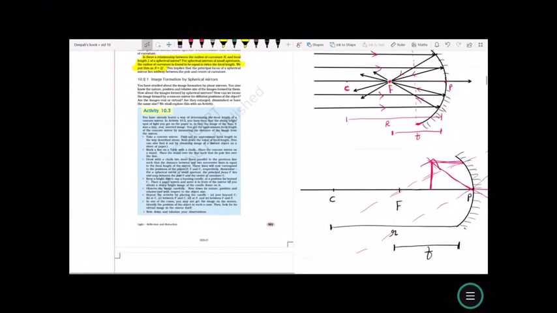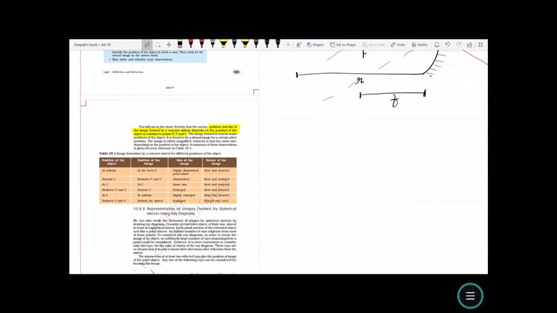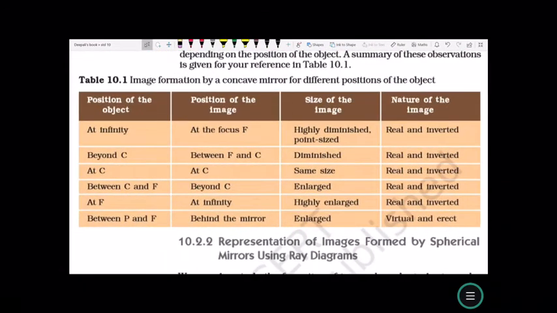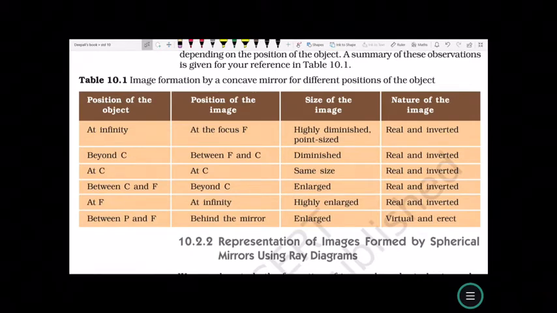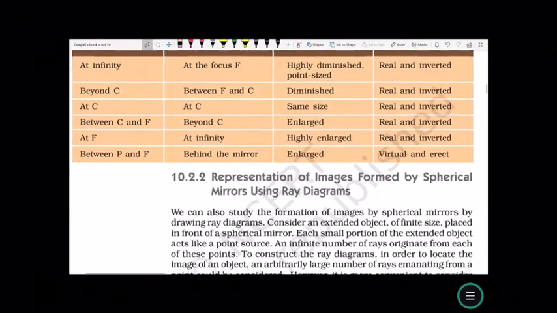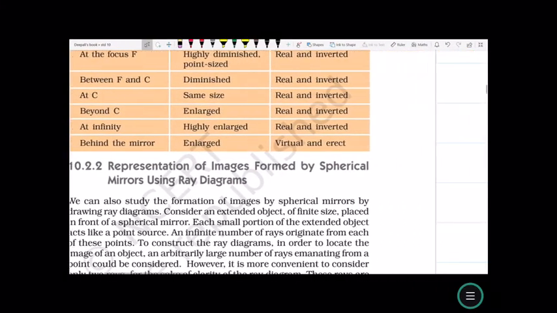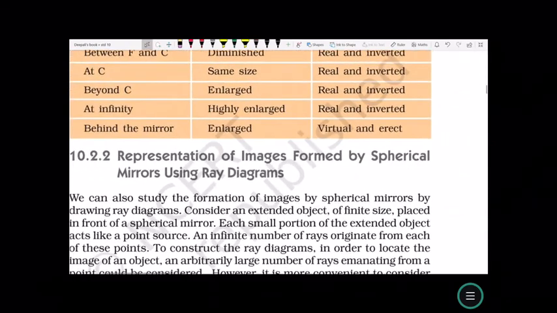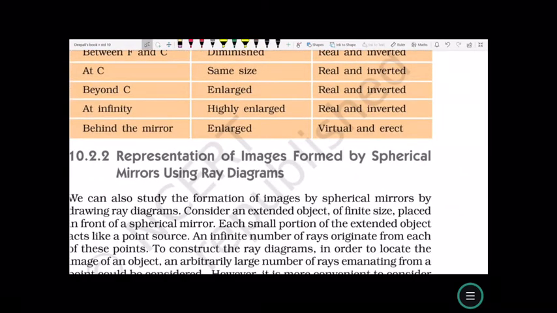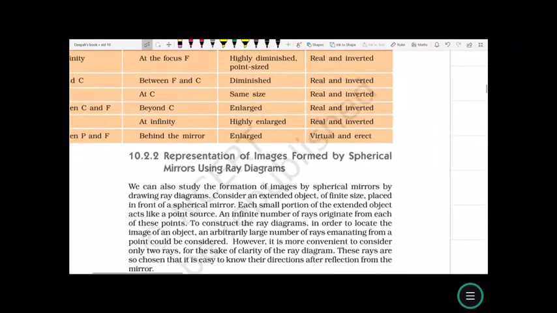So this table tells us, if the object is placed at various positions, the position of the image, the size of the image and the nature of the image. This is how we find the position, nature and size of the image practically. Now in the next session, we are going to understand how to represent the image with the help of a ray diagram. For that, first we need to understand what a ray diagram is.